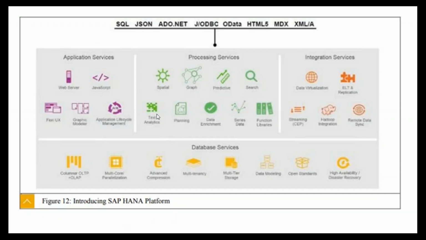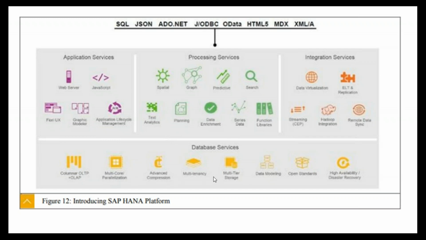Introducing the SAP HANA platform, we have application services, processing services, integration services, and database services. In the database services, the advantages that we have are columnar storage, OLTP and OLAP processing, and multi-core parallelization. What is multi-core? What is parallelization? We'll discuss, guys. What is OLTP and what is OLAP, we will also discuss.